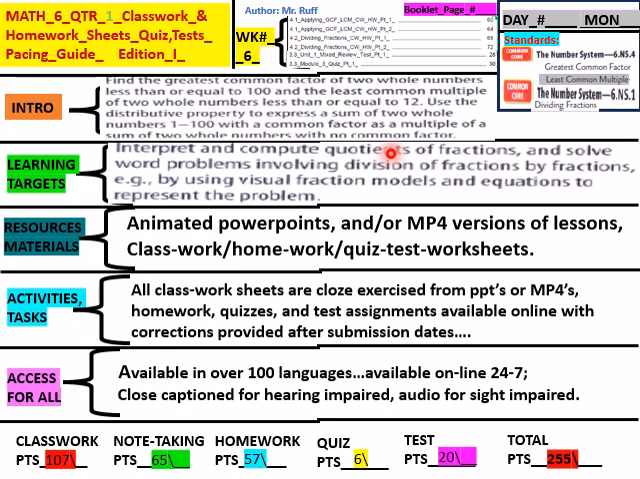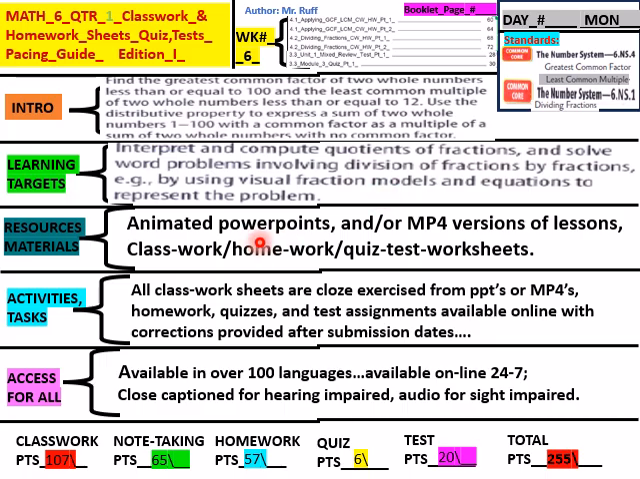And then our learning target is to interpret and compute quotients of fractions and solve word problems involving division of fractions by fractions. For example, by using visual fraction models and equations to represent the problem. And that's our dividing fractions area of Week 6.